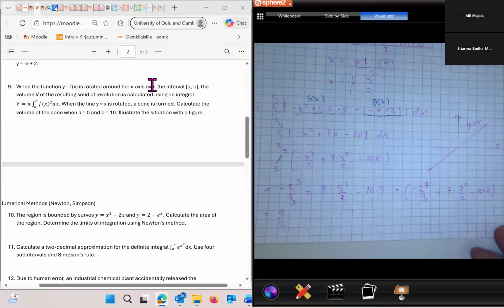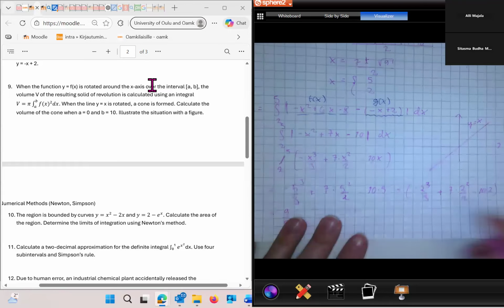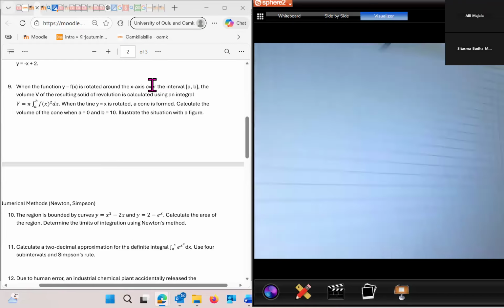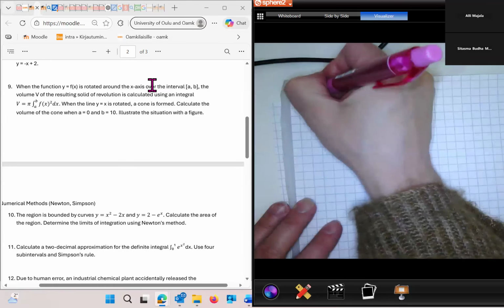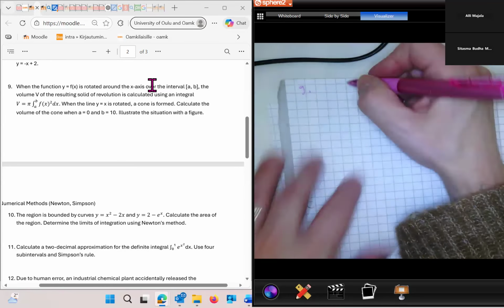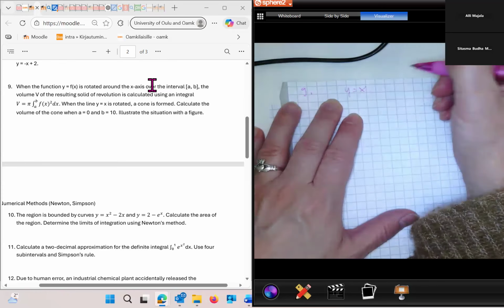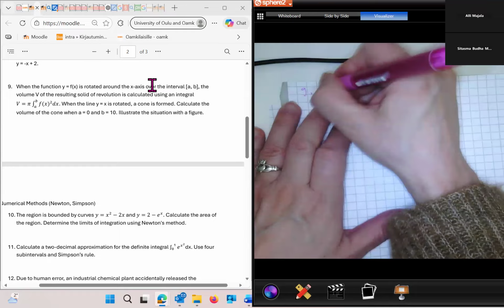The volume of the resulting solid is calculated using this kind of an integral. But okay. And a cone is formed. Calculate the volume. Why did I draw it here? It's not like I'm talking about this anyway. Well, that was the line. I'm rotating it. So I have a line y is x. And this is, of course, my f(x).